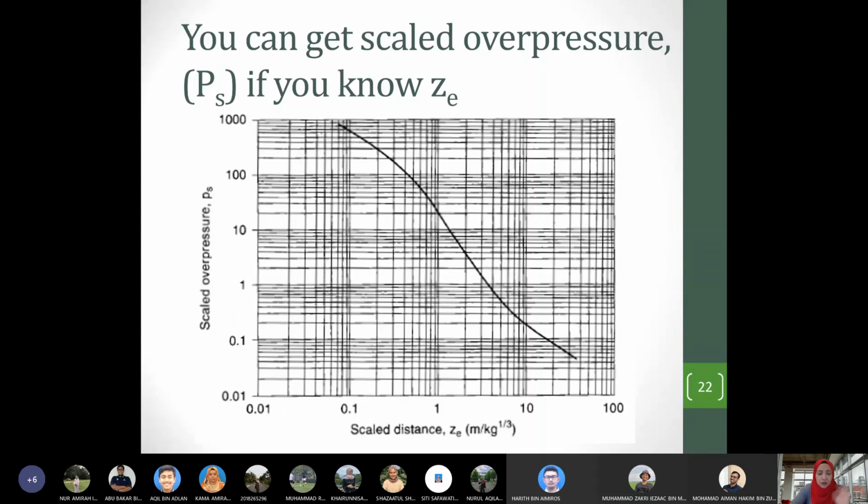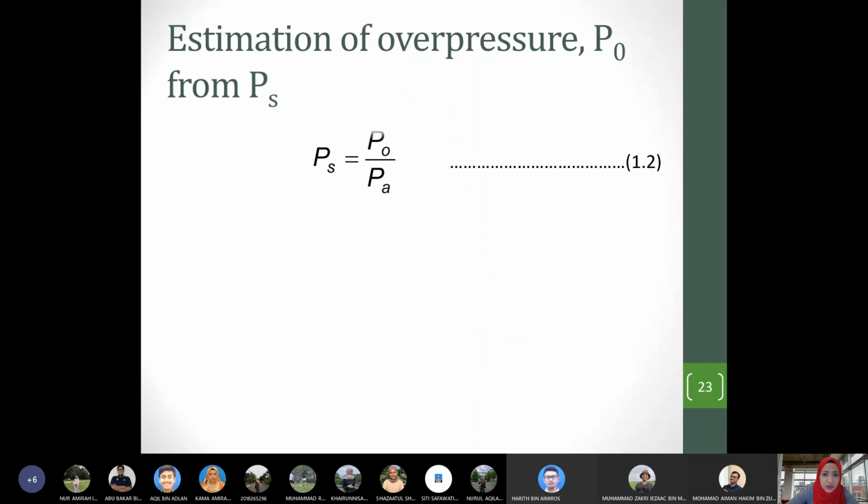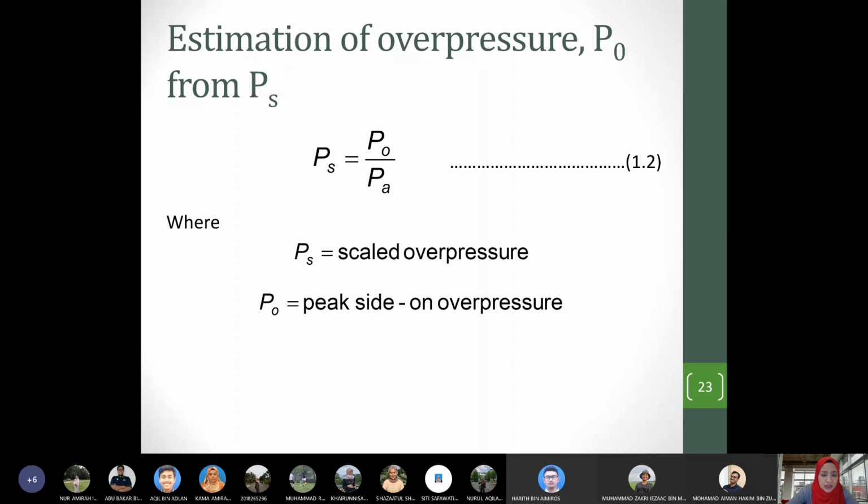And once you have the scale overpressure, so this is the scale overpressure, not the actual overpressure, then you can calculate the overpressure using this equation. The scale overpressure is actually the actual overpressure divided by the ambient pressure. So to find the overpressure, you have to multiply the scale overpressure that we get from that chart with the atmospheric pressure, which is 101 kilopascal. Okay, so that is the scale overpressure.